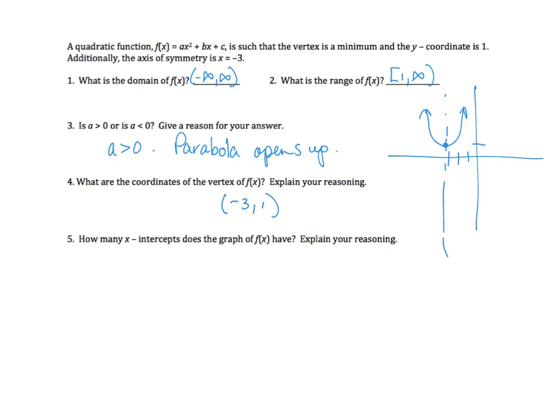So y, well, let's see. My vertex is on the line of symmetry, or axis of symmetry. And maybe I should change that. Let's see. It's on the axis of symmetry. And the y value is the minimum.